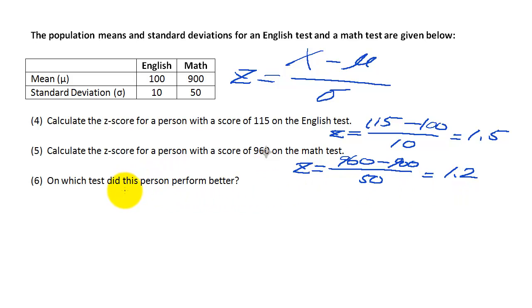On which test did the person perform better? So from these two values, on which test did this person perform better? This person performed better in English.